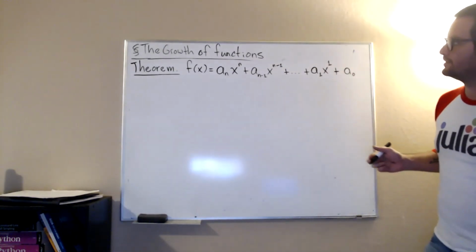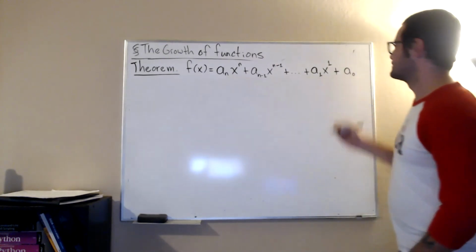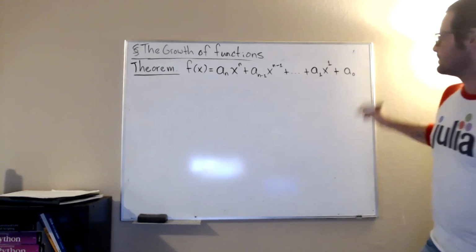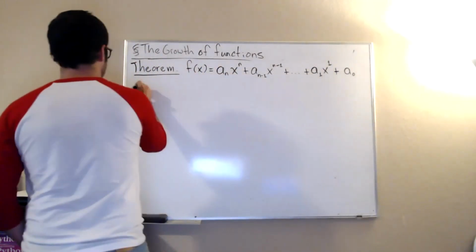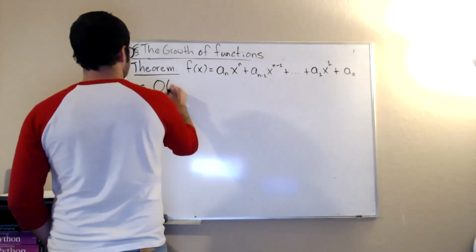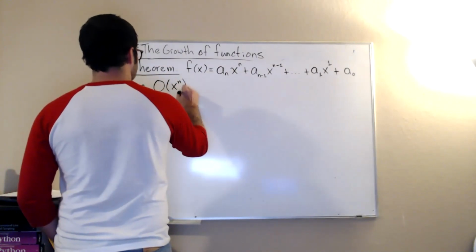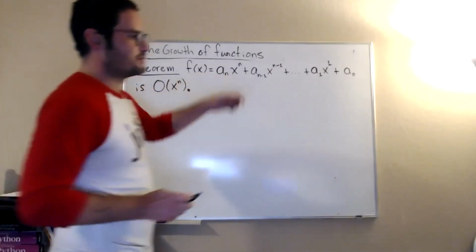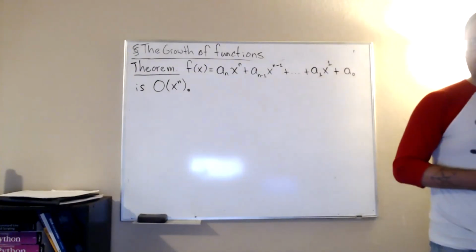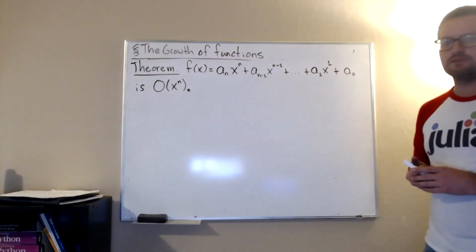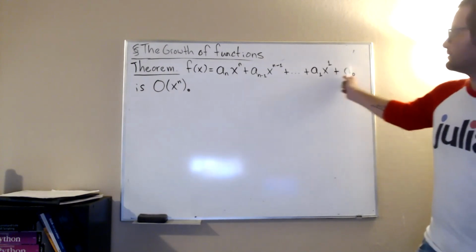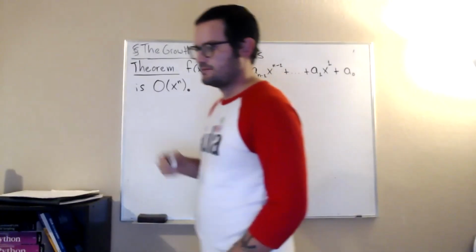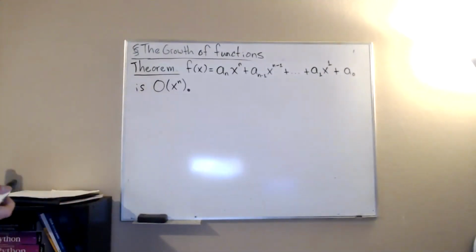That's a definition of a polynomial where a_n through a0 are just real numbers, and n is a positive integer. So this function here is big O of x to the power n. So if you have a polynomial of degree n, then that function is big O of x to the power n. Basically, all these other little pieces don't matter when you're looking at the growth. Some constant multiple of x^n will be larger than it.